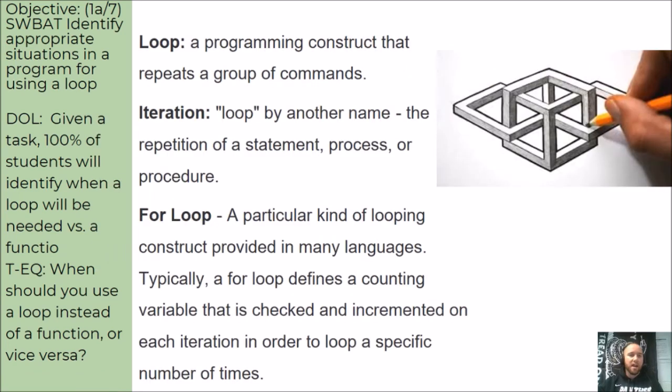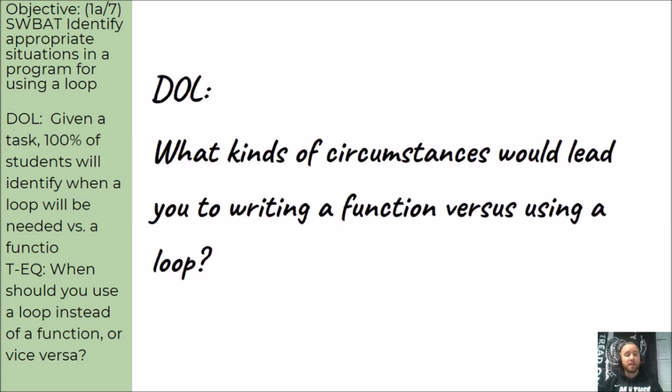In closing, a loop is a programming construct that repeats a group of commands. Iteration is loop by another name, the repetition of a statement, process, or procedure. A for loop is a particular kind of looping construct provided in many languages. Typically, a for loop defines a counting variable that is checked and incremented on each iteration in order to loop a specific number of times. Your DOL for the day is: what kinds of circumstances would lead you to writing a function versus using a loop?